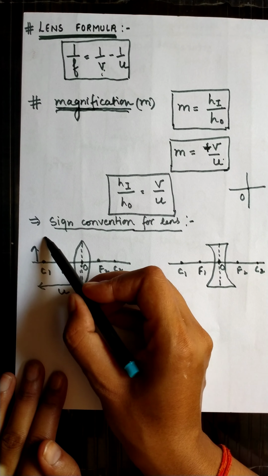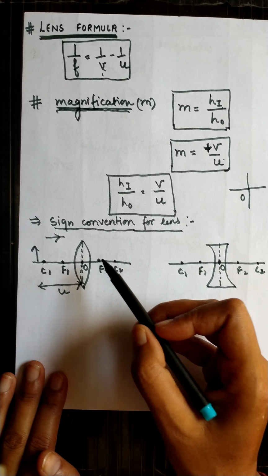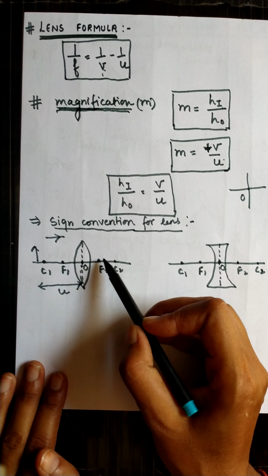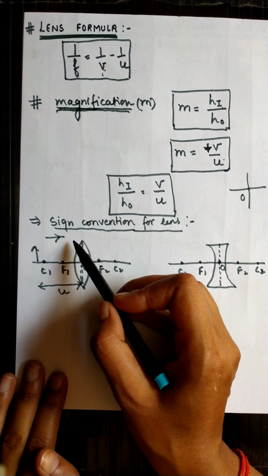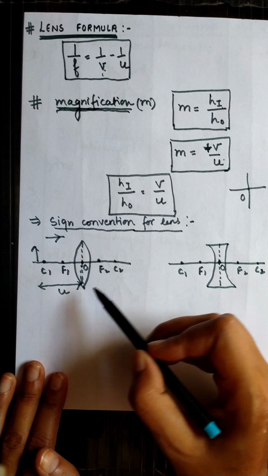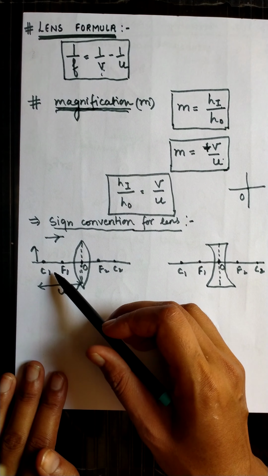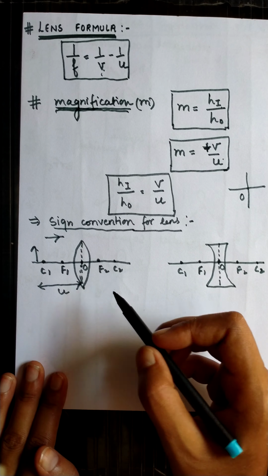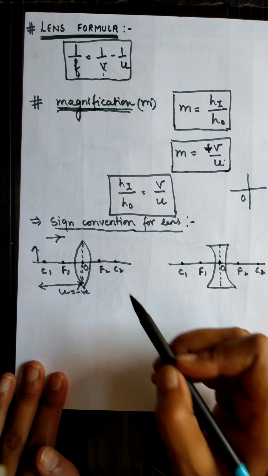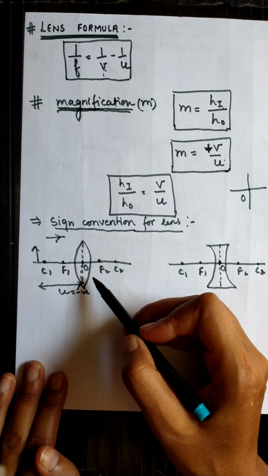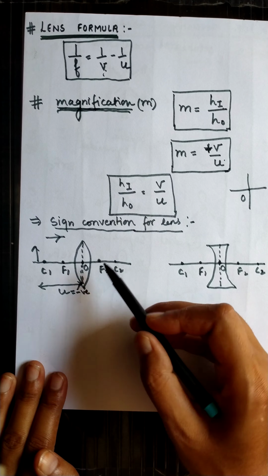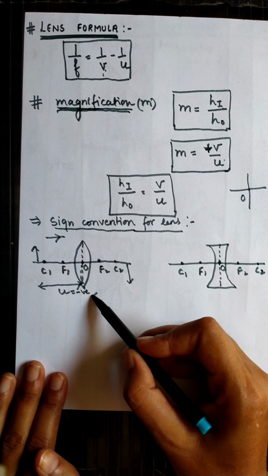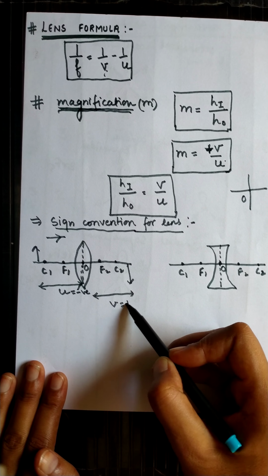Since the rays are moving from left to right, if we measure the distance from the optical center in the direction of the incident light, then it will be positive, and distances measured away from the direction of incident light will be negative. So u will be negative over here. In case of a convex lens, the images formed on this side are real and inverted, so the value of v will be positive.